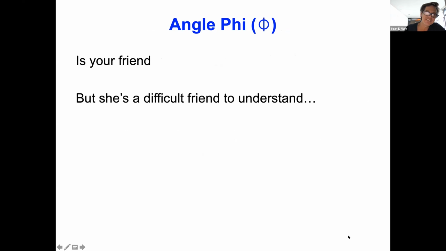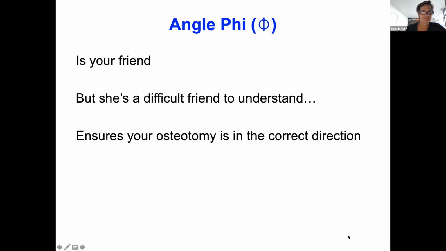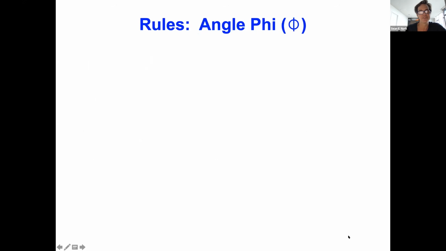Angle phi. Angle phi is your friend. You need to calculate that, but she's a difficult friend to understand. And I think this is the toughest one, but hopefully I'm making it a little clearer so that you understand that this is just a correction for the plane of the deformity. It ensures that it's in the right direction and prevents you from creating a deformity on the no deformity view.